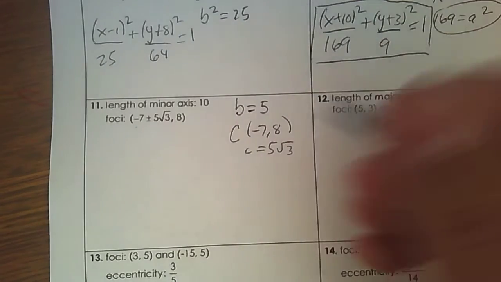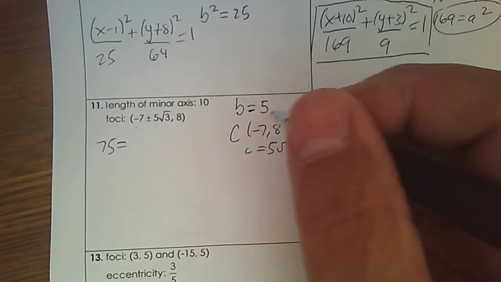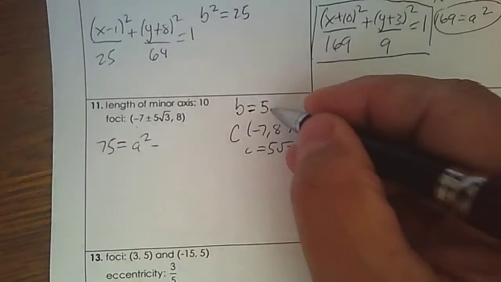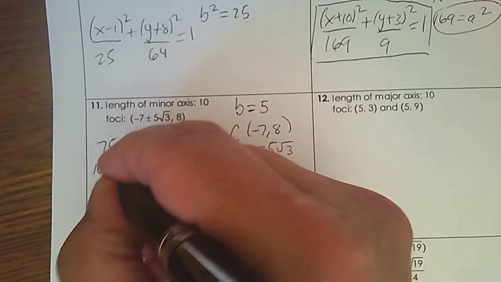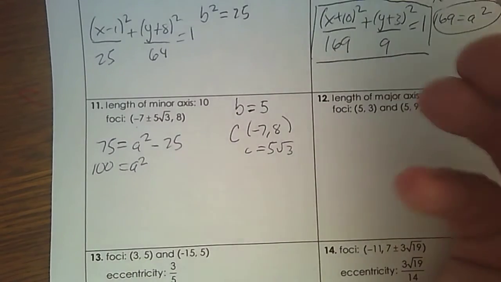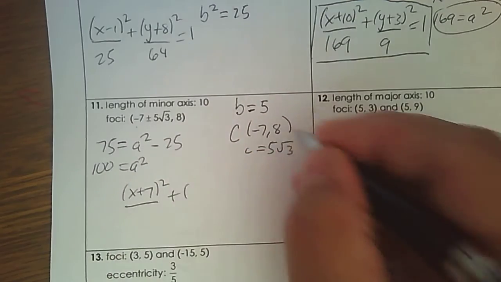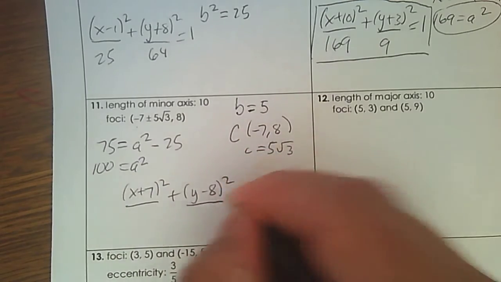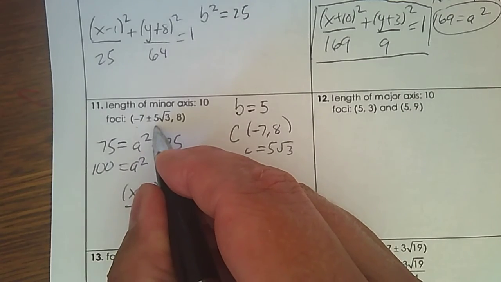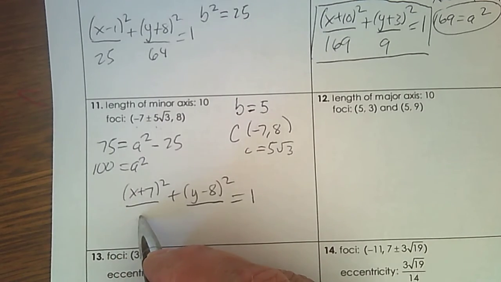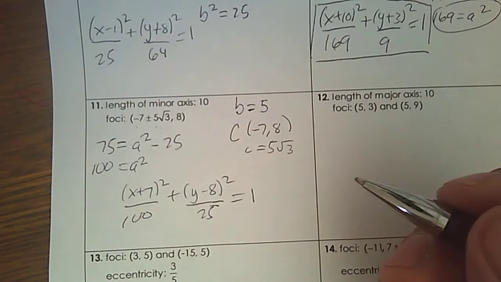So the formula is c squared. That's 25 times 3 is equal to a squared, I don't know, minus b squared, which is 25. To get a squared by itself, add 25, so a squared is equal to 100. And that's it. So the center, x plus 7 squared, y subtract 8 squared, and then the denominator. So think, it's the x coordinate that was changing, right, with the foci? So that's the major. So a squared, 100, goes underneath the x. 5 squared, 25, goes underneath the b.